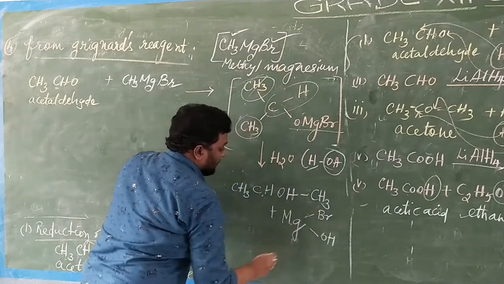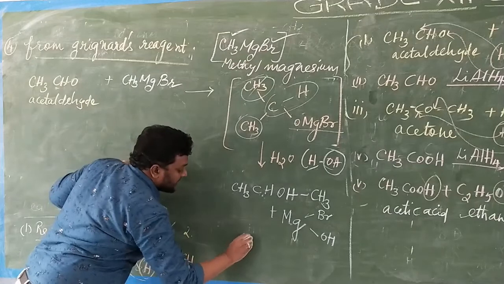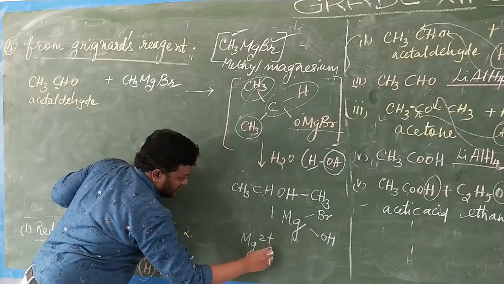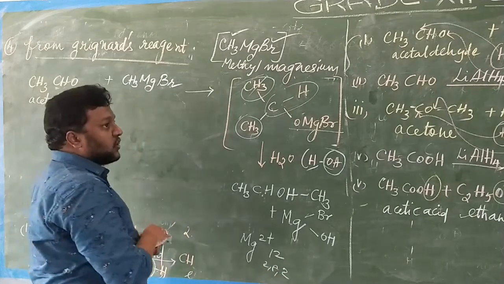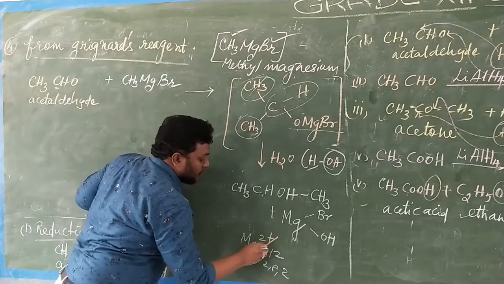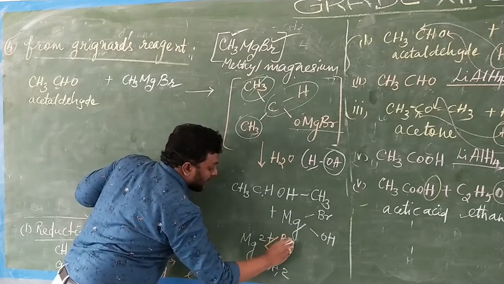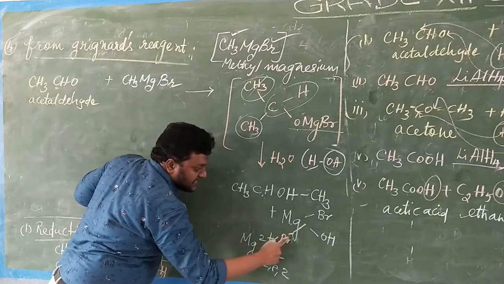Here we want to know: magnesium is in the 2 plus oxidation state, atomic number 12, so 2, 8, 2. So after 2 electrons it can give. After 1 electron, you have Br minus. Br needs 1 electron.